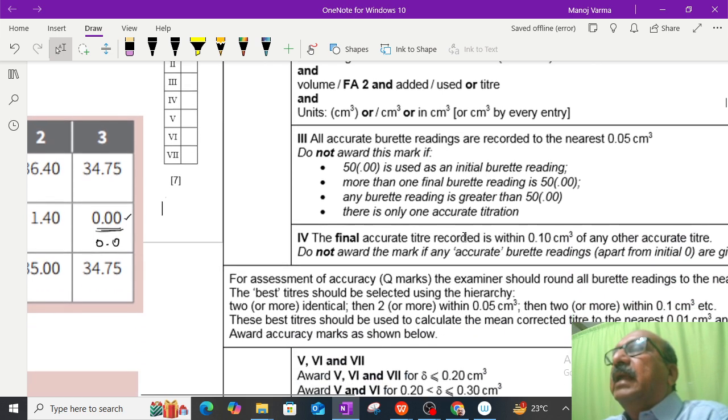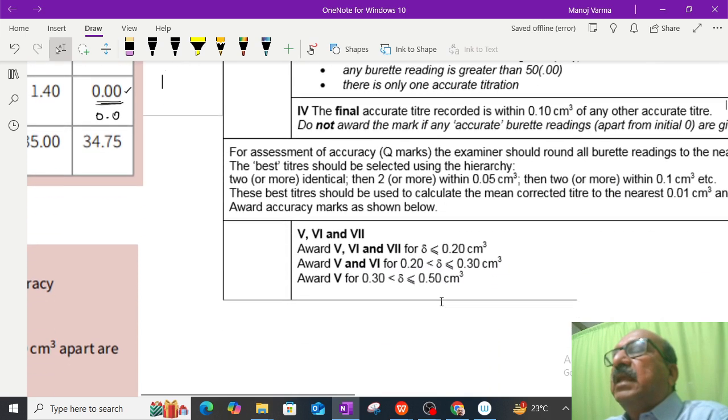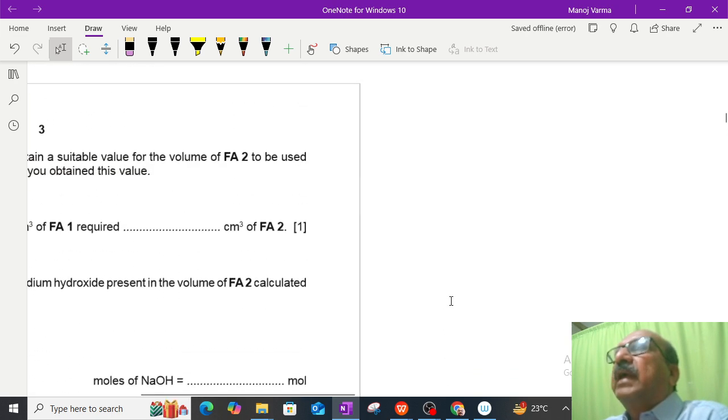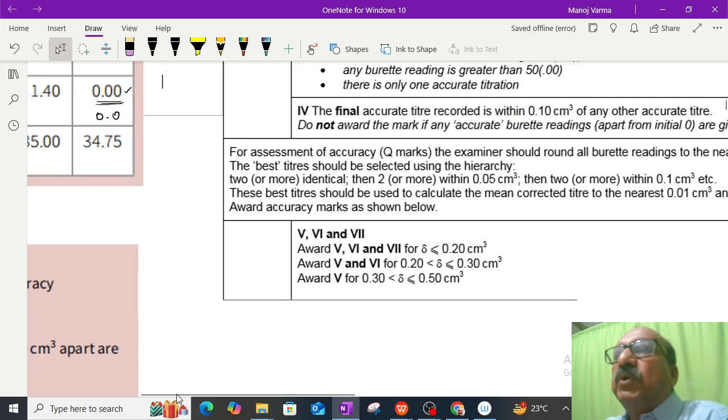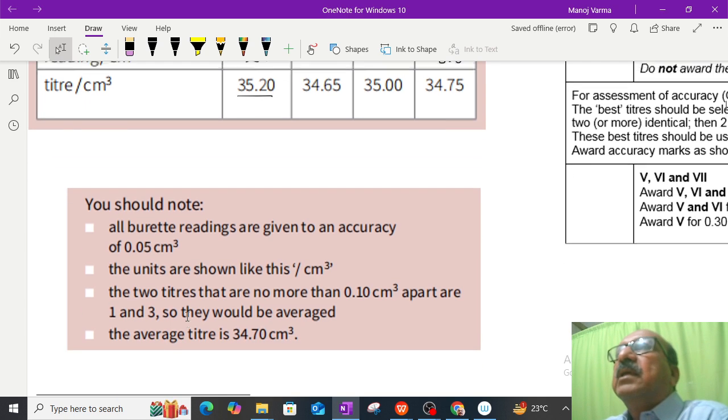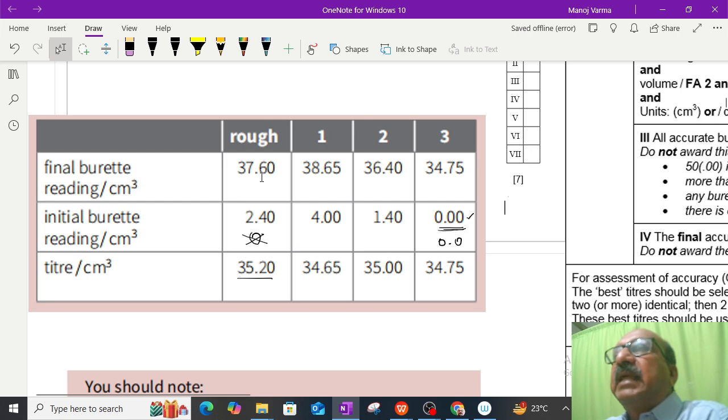This is the unit, and then there are certain more points that you have to see. All burette readings are given to an accuracy of 0.05. So if you write 37.6, that won't give you the marks. You have to write to 2 decimal places up to 0.05. That means either 37.60 or 37.65 or 37.70, but two decimal places with 0.05 accuracy.